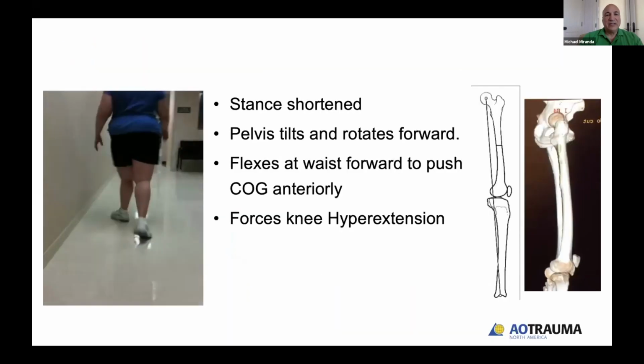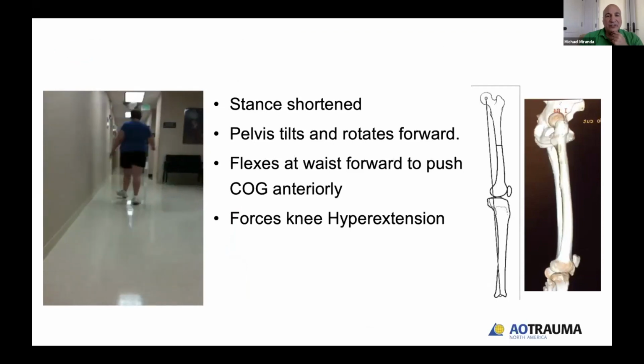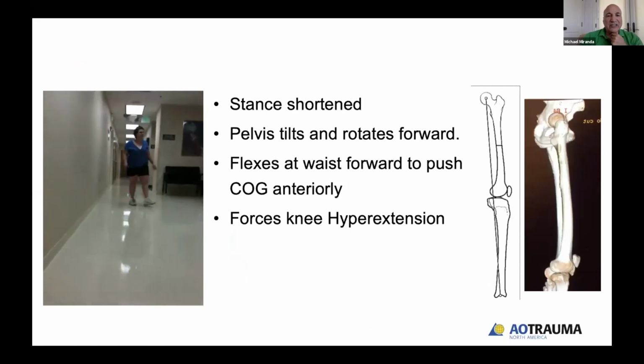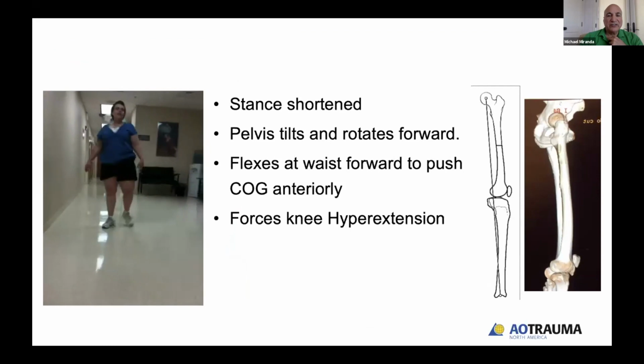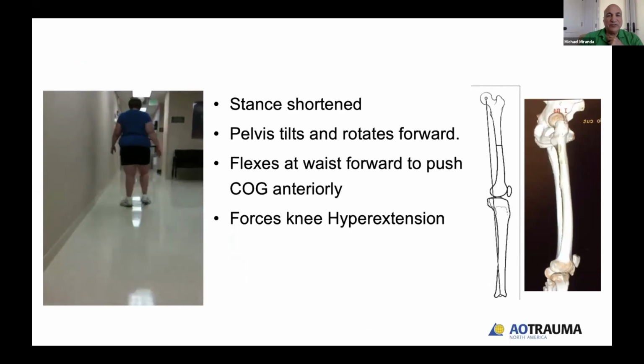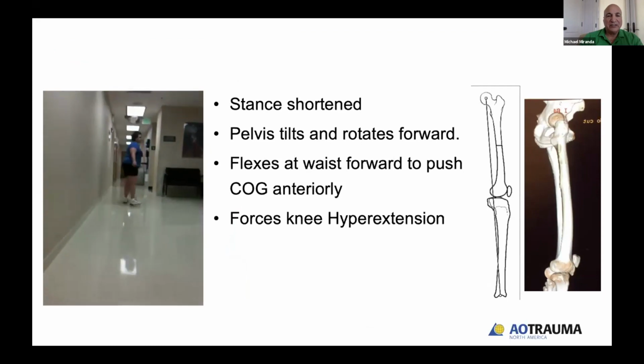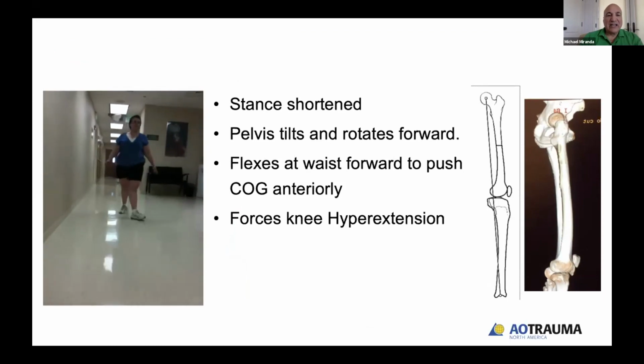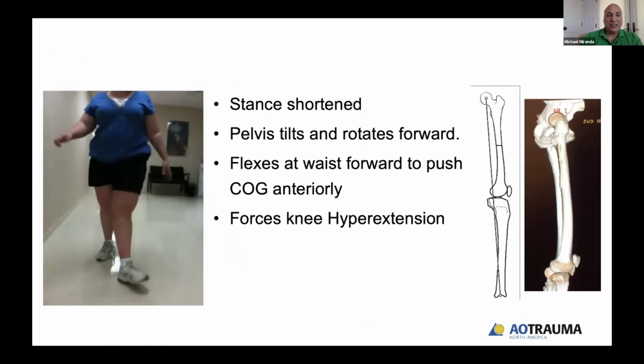This is her exam. Now this is her gait. So you can see that she has a shortened stance phase. She has pelvic tilt and she rotates forward. She flexes at the waist to push forward to get her center of gravity anteriorly. And the result of that is she gets a forced knee hyperextension.